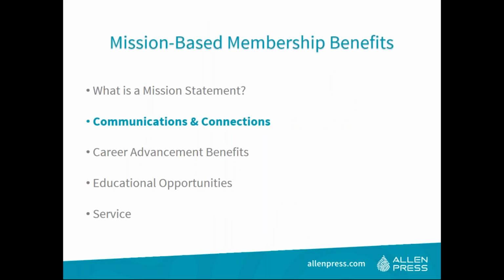I want to shift now to really the remainder of our time together. I'm going to spend talking about your mission statement and how it can be a springboard into the benefits you're providing to members of your organization. And the first area I'm going to talk about is your communications with members, which I would contend to you is the number one benefit you're going to offer to your members.